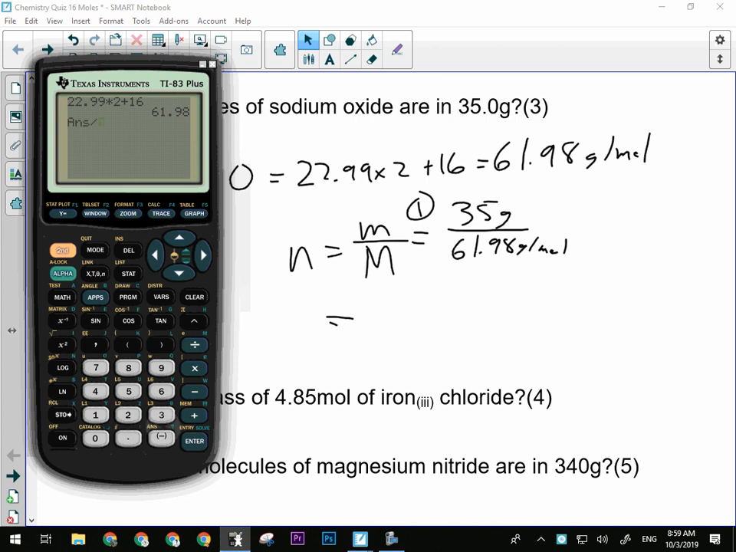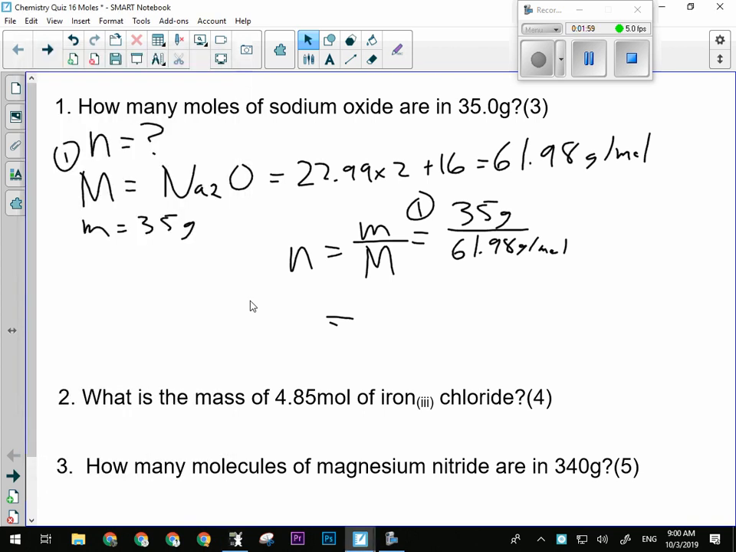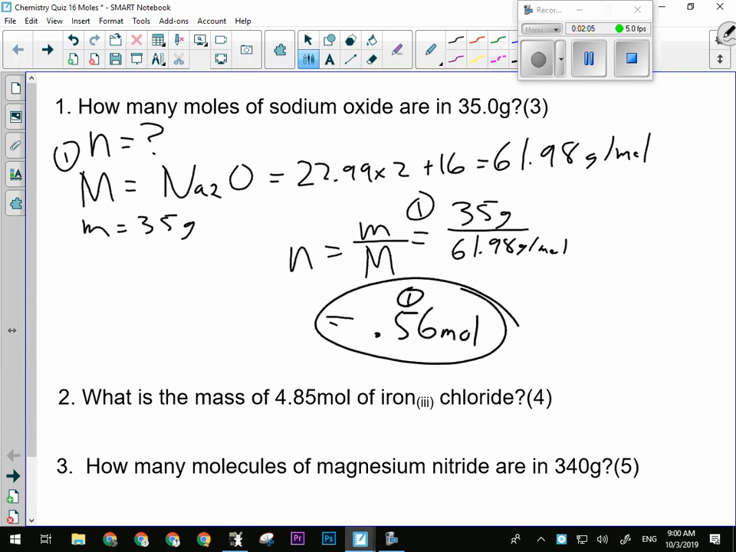35 divided by 61.98. Okay, let's try that again. 35 divided by 61.98. Better. Okay, so we got 0.56 moles, because we're going to go to just 2 decimal places. So our answer here will be 0.56 moles. Third and final mark for question number 1. Questions on number 1? Good.